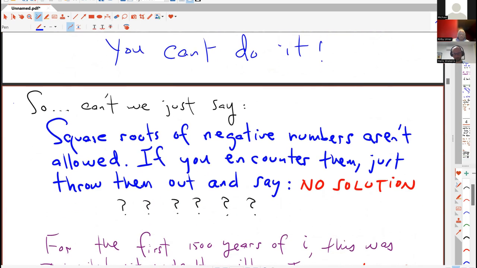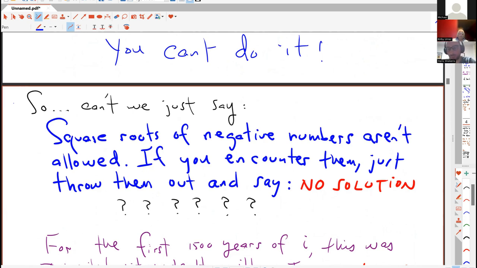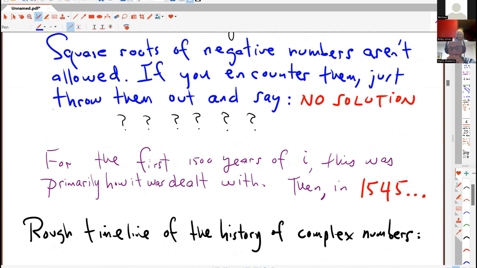Any questions as we go along here? Okay, so can't we just say square roots of negative numbers just aren't allowed? And if they do arise, you just say that something's impossible, like your math model breaks down. Your math is trying to describe an impossible situation. And of course, that's what was done historically. So for the first 1500 years or so, this is pretty much how it was dealt with.